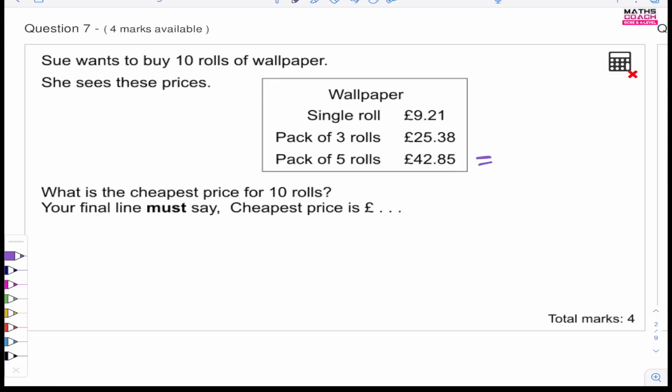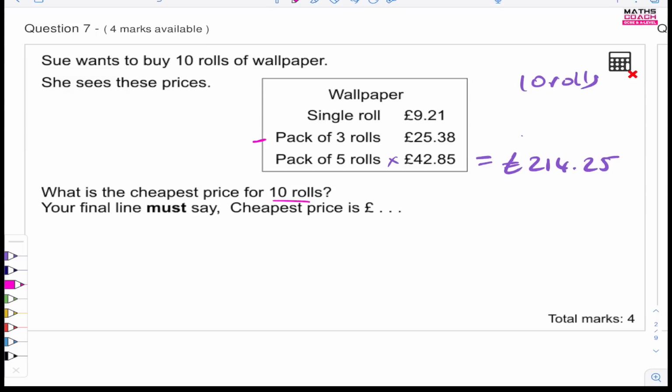So the price of that for 10 rolls, so let's write 10 rolls up here, would be 5 times by £42.85. So 5 times by £42.85 gives us £214.25. Next, we look at this deal right there, which is a pack of 3 rolls.